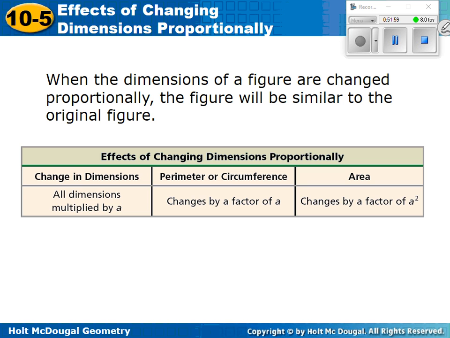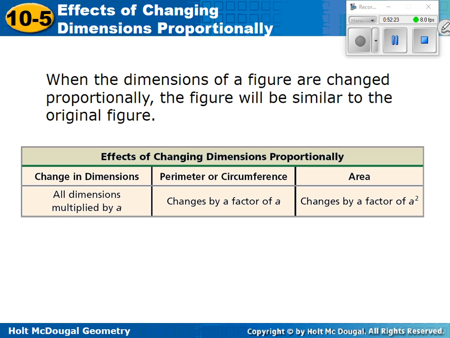Okay, equilateral triangle has the formula s squared, square root of 3 over 4. And since it's equilateral, the perimeter would be the side length times 3, right? So it would be the same. So it only has one dimension. So when you change that one dimension, you're changing all dimensions.